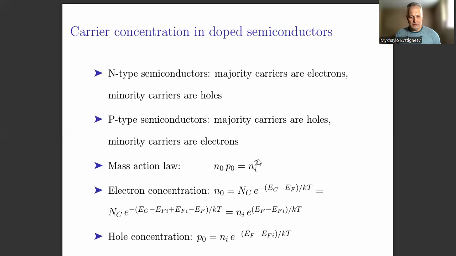Okay, so I have already said these words, but let's repeat them. N-type semiconductors are the ones which are doped with donor impurities, such as phosphorus. In N-type semiconductors, electrons are majority charge carriers and holes are minority charge carriers. In p-type semiconductors, the impurities are acceptor impurities, with majority carriers being holes and minority carriers being electrons.